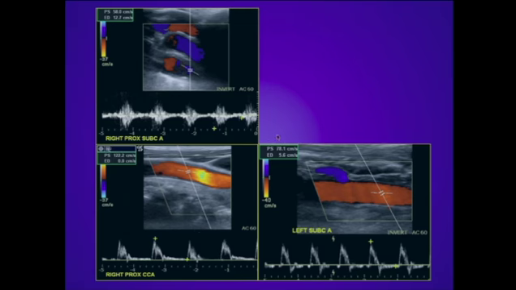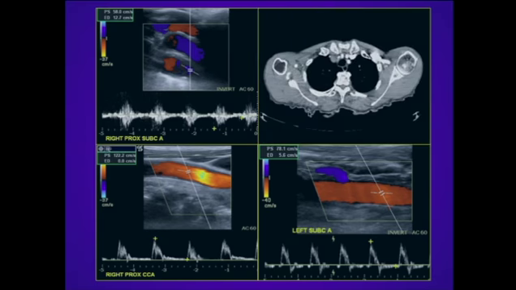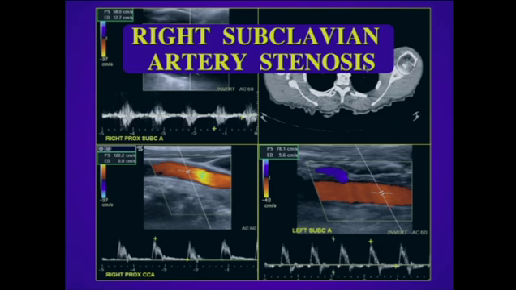So to further characterize this lesion, we looked at the patient's CT scan, and we were able to identify a very tight stenosis right at the origin of the right subclavian artery, helping us to determine the location of the stenosis at the origin of the right subclavian.